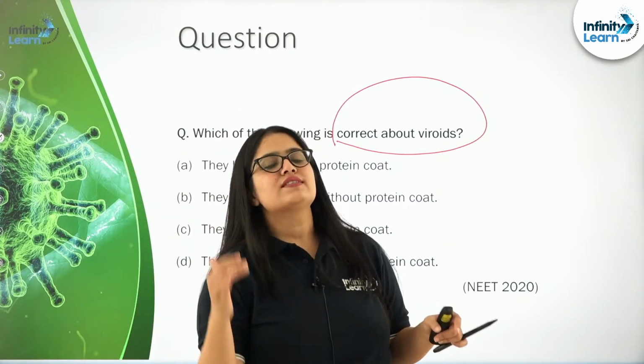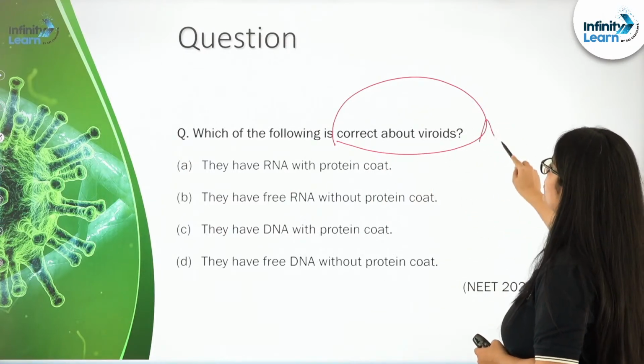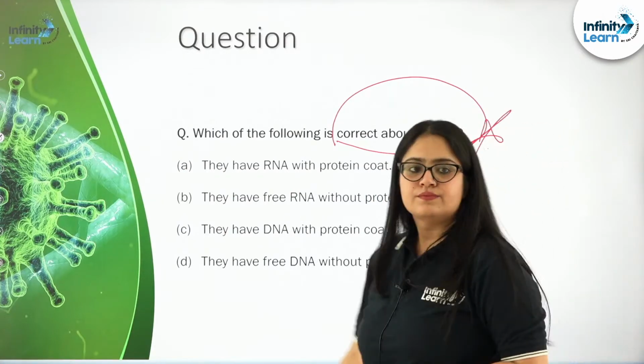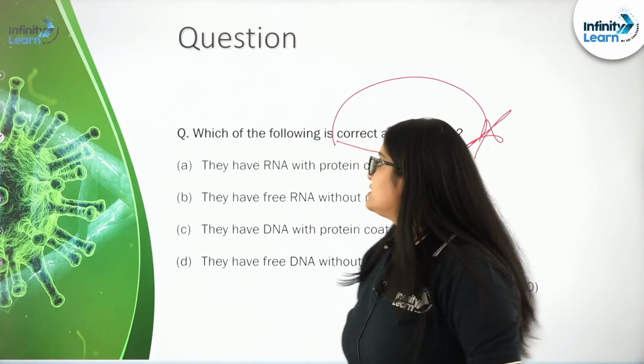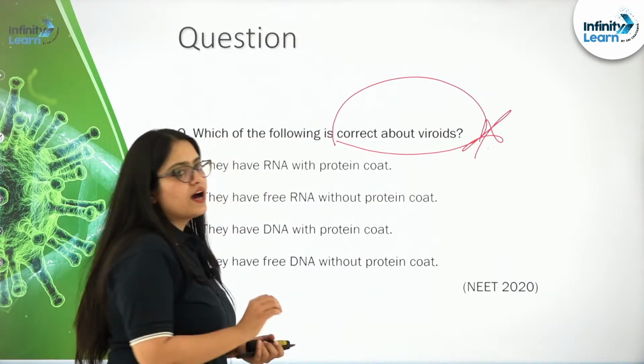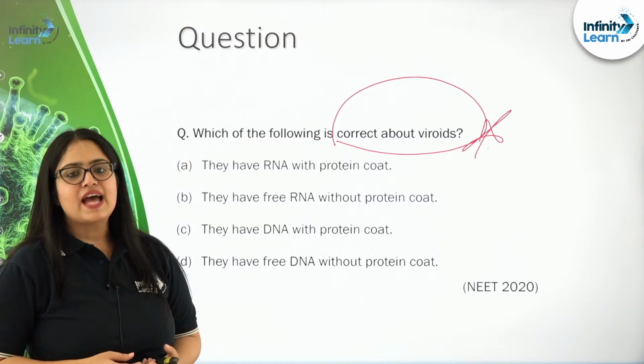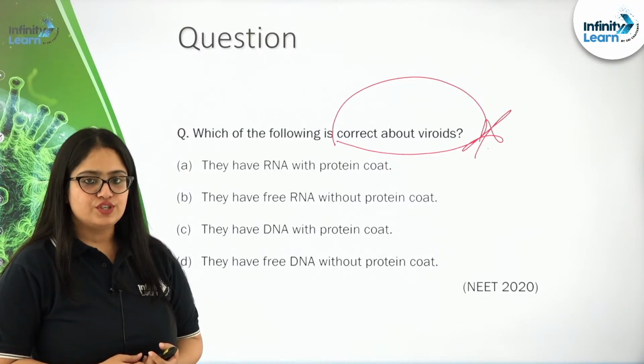Now this question is about viroids. So what are viroids and which of the following is correct about viroids? Give it a try please. So Kitty is saying B, right Kitty? Viroids are free RNA particles and they are not enclosed by any protein coat.